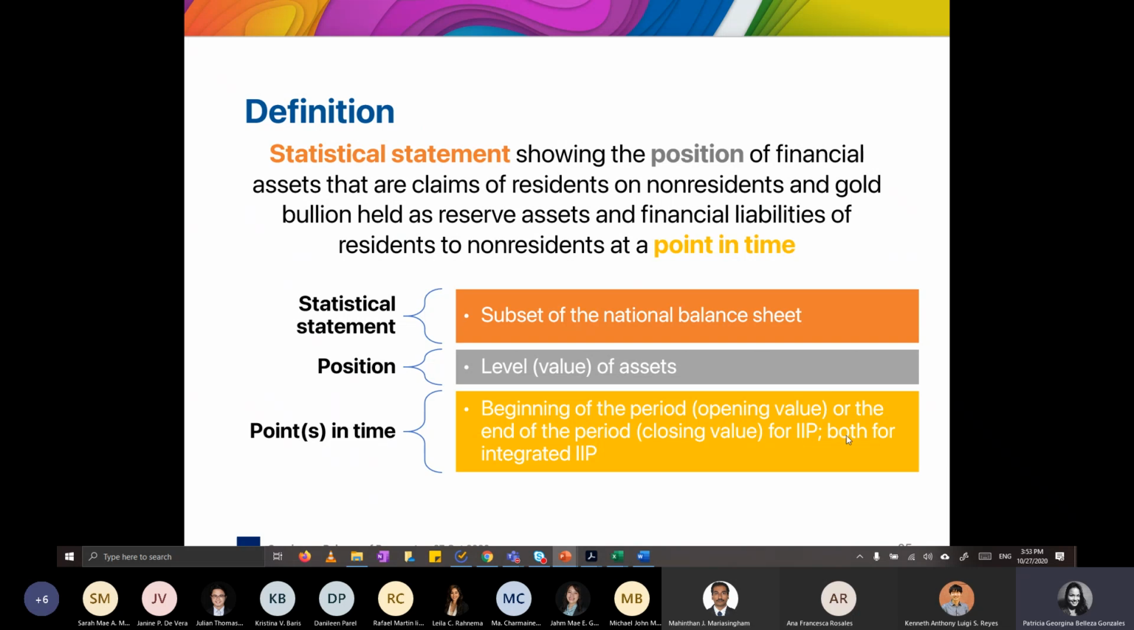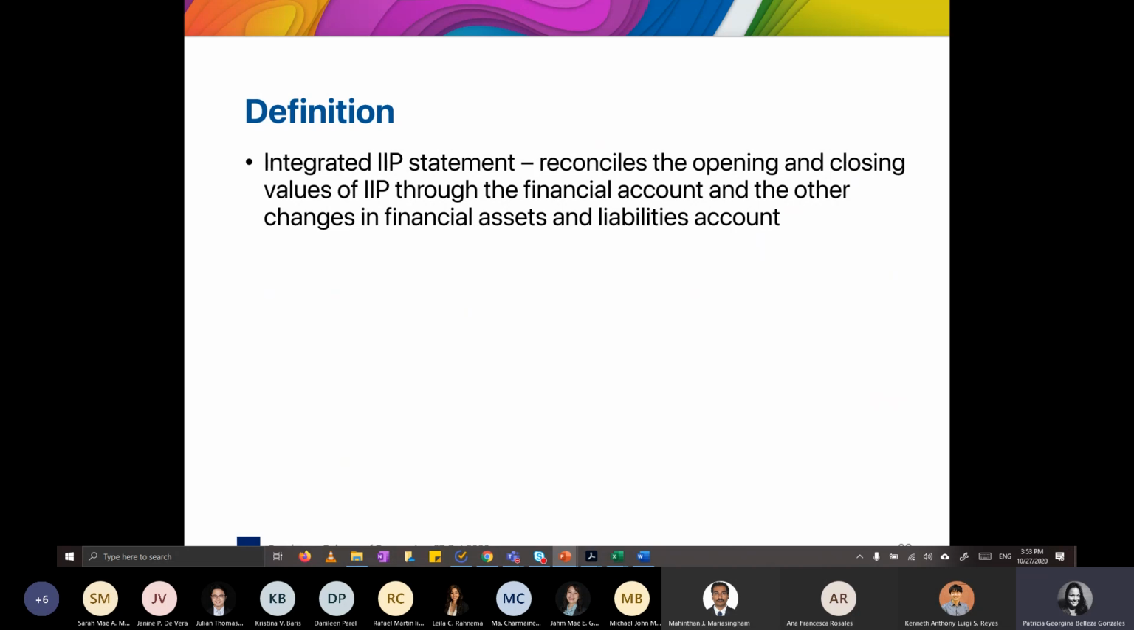for the international investment position. However, we also have an integrated international investment position. When we say an integrated international investment position statement, this is when we have an opening and a closing balance, or an opening and closing international investment position. And the IIP statement reconciles those two stocks or positions using the financial account and other changes in financial assets and liabilities account. So what we've been discussing earlier is actually the integrated IIP statement.